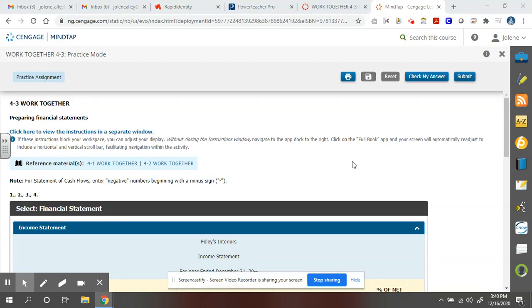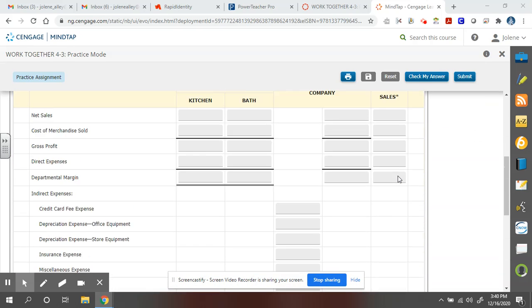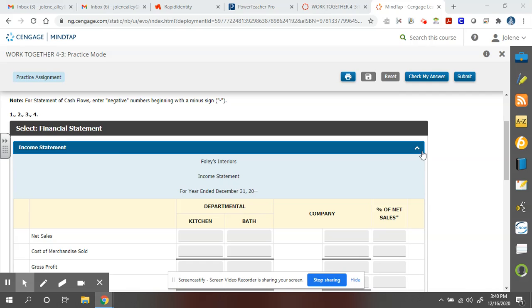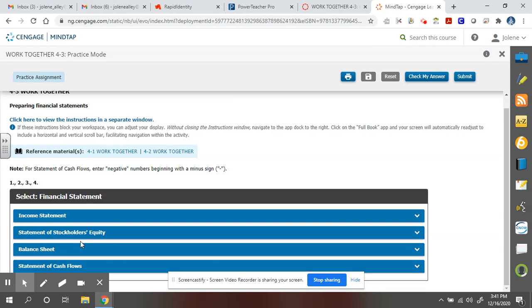Hello, Accounting 2. All right, we're in 4-3, work together. With this, you have to do these financial statements. You have to complete the income statement, the statement of stockholders' equity, balance sheet, statement of cash flows. Really, I'm only looking for the income statement and the balance sheet. Don't worry about the statement of cash flows. You will have to do the statement of stockholders' equity to be able to do the balance sheet. So we're only doing these first three.